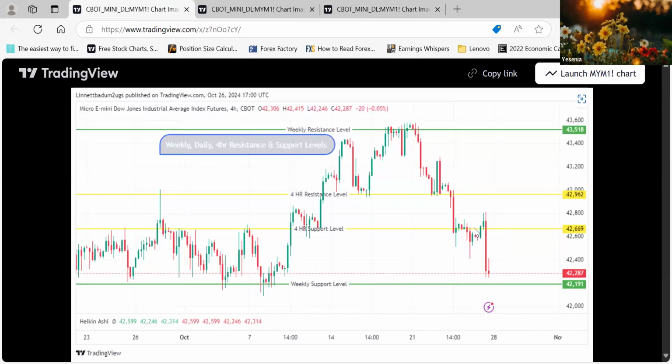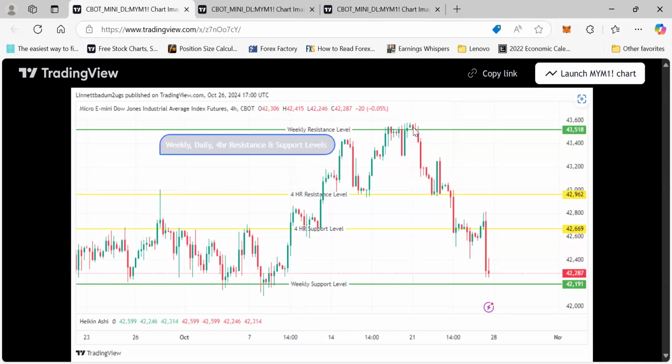Now, where it says the weekly resistance level, okay, I see. I just answered my own question because this is the 4 hour chart and the top is the weekly resistance. Yes, but if you were not on the weekly and you were just on this 4-hour time frame, this would also be a 4-hour resistance up here.